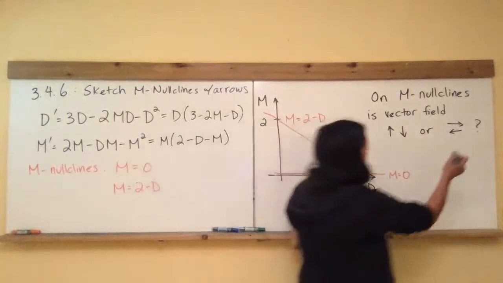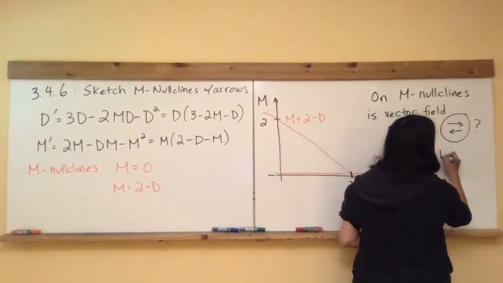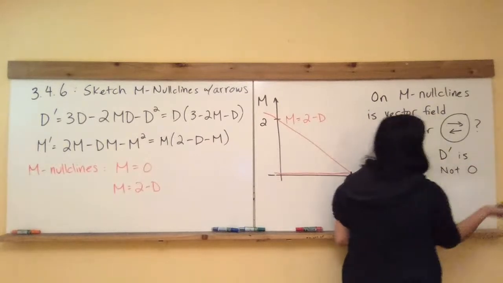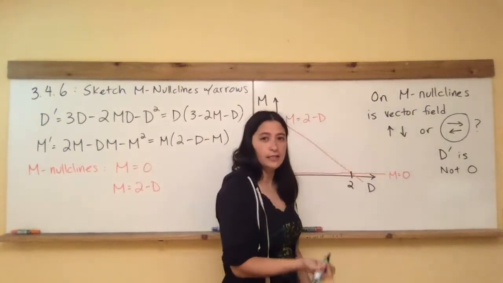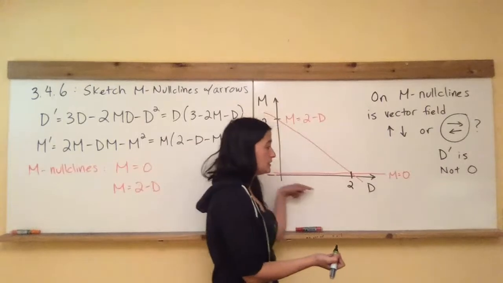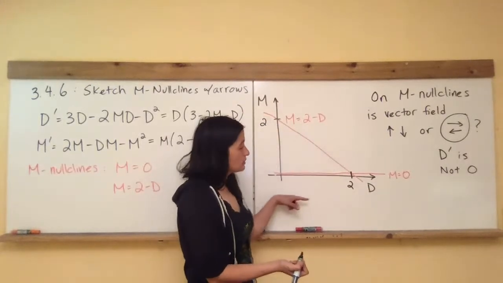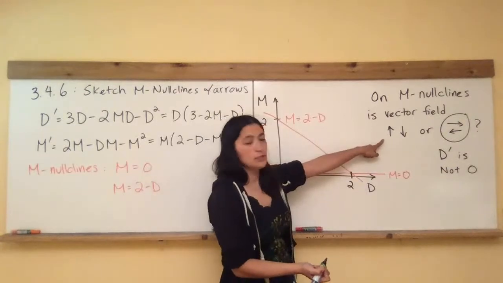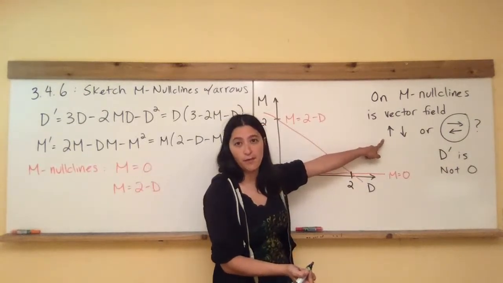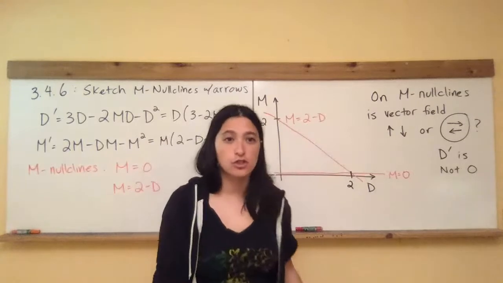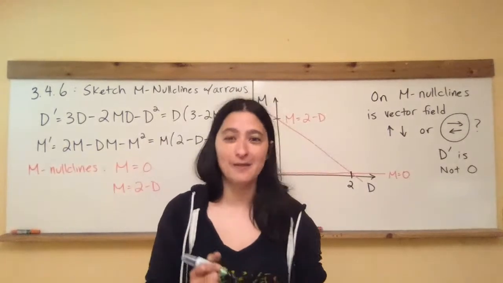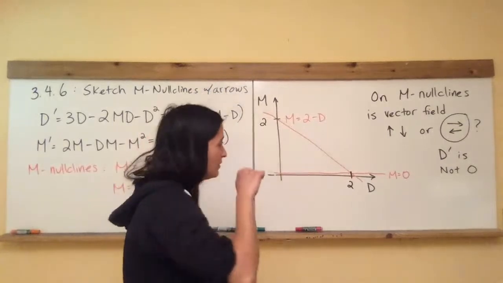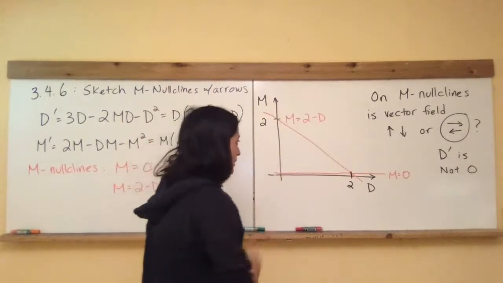Yeah, it's going to be always left or right because the D prime is not 0 on the M nullcline, right? And the D prime, because D is on this axis, represents left and right behavior. The up and down part is represented by the M prime, but the M prime is 0, so there's no up or down. Exactly right. Great. So we have 3 people responding that it's left or right. Really good. I'm glad that you're right on track there.